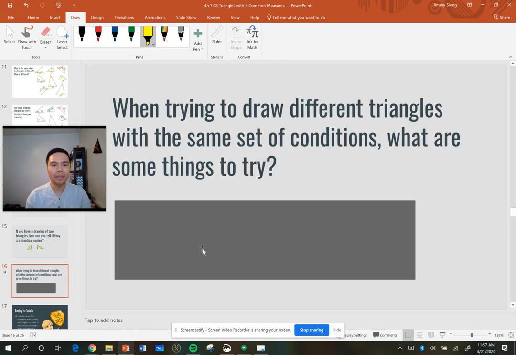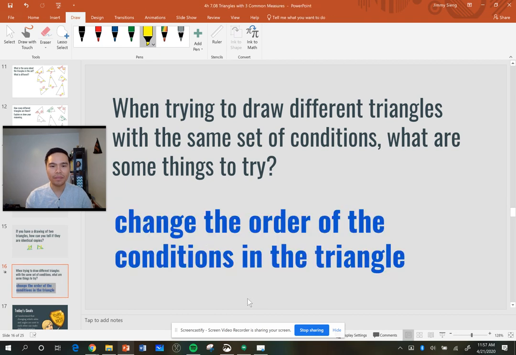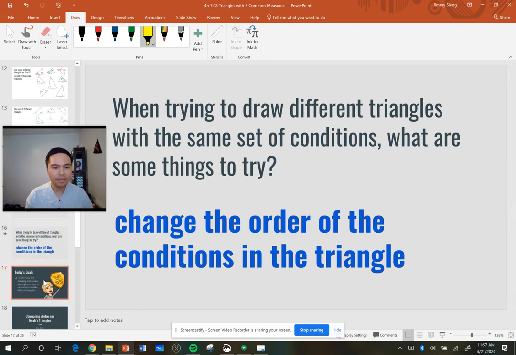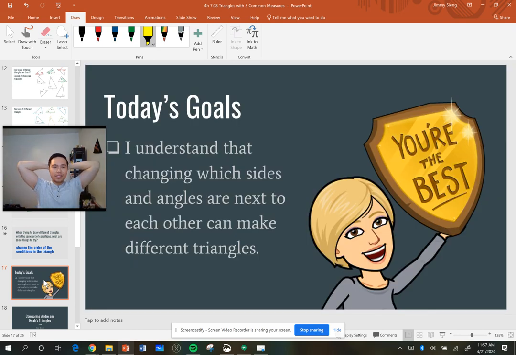Kind of cool, right? Next question is, when trying to draw different triangles with the same set of conditions, what are some things to try? Well, something you could do is you could change the order of the conditions in the triangle. So maybe you can move it around, right? Remember, the triangle is going to stay the same. The angles are going to be the same numbers and the size is going to be there. But if you rotate, turn it around, move it around, try to match it, right? You'll see that those triangles will be the same, okay? Then other than that, that's pretty much today's lesson.